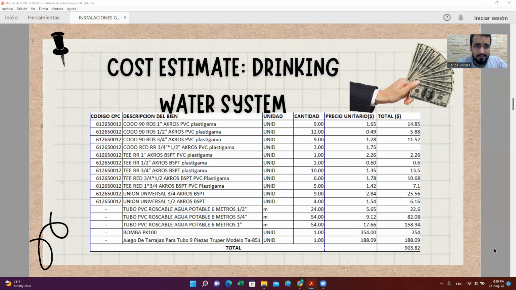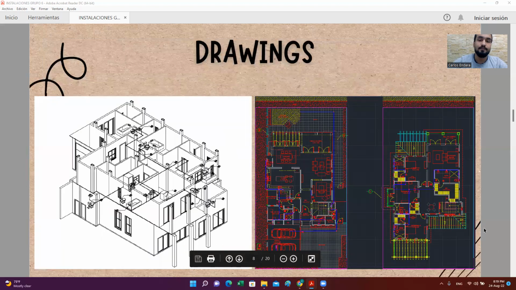Also, it includes the pump and other equipment like the grounding, ending up in a total of $903.82.